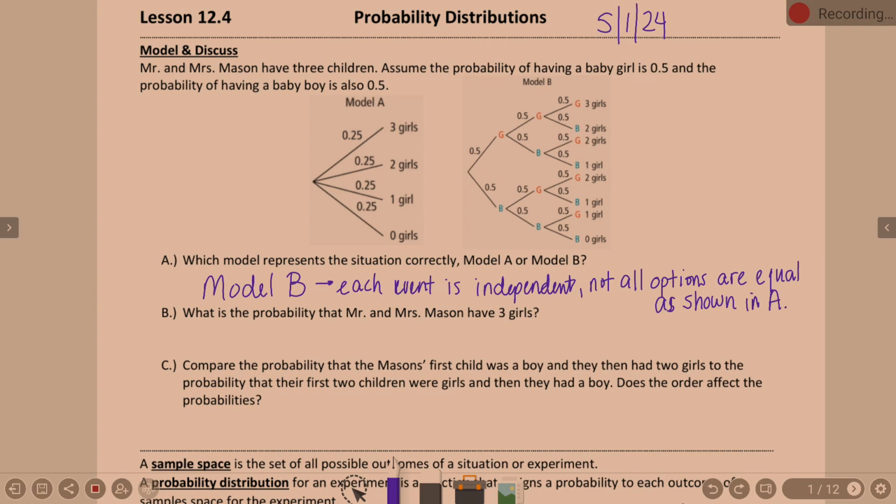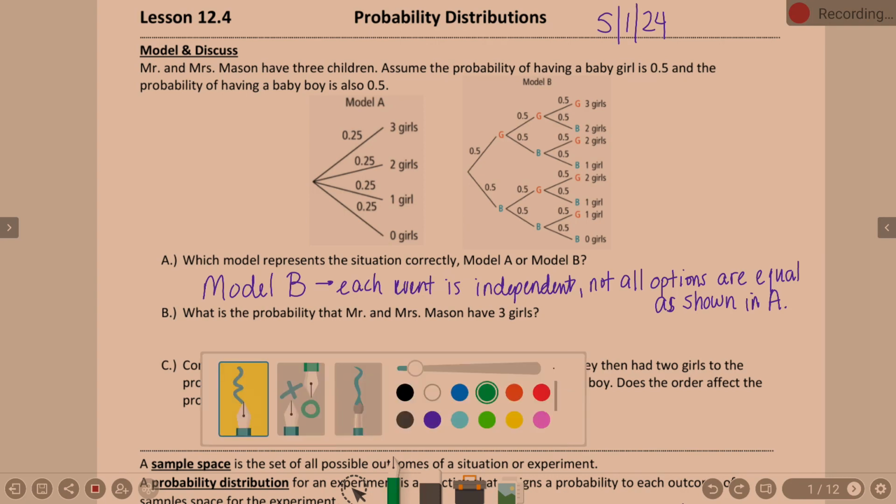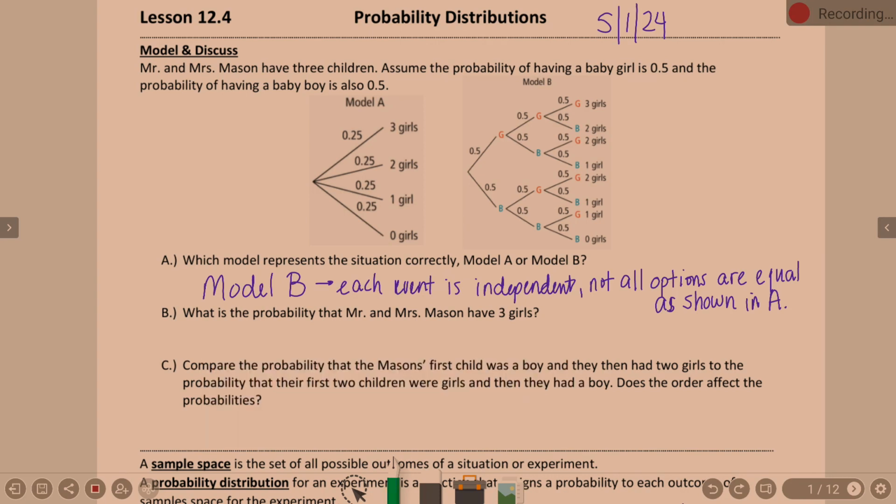With that, what is the probability that Mr. and Mrs. Mason have 3 girls? So obviously we're looking at model B here, yes? They've got all tallied up for us over at the right. What's the probability we have 3 girls? How many times does 3 girls happen over here? Once. Out of how many different possibilities? Okay. 8 possibilities there, yes?